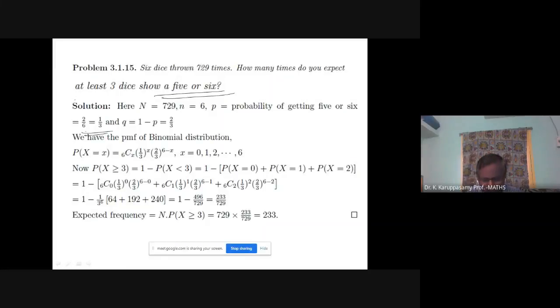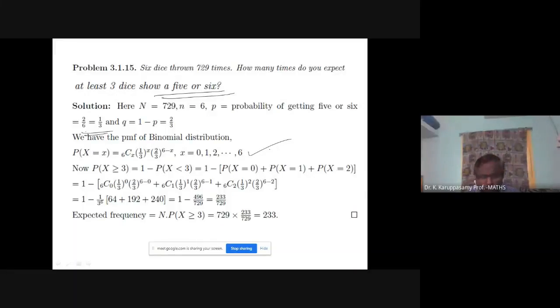First, probability mass function. It is given like this. Probability of X equal to x is NCx P power x, Q power N minus x. N value is 6 because you are throwing 6 dice, and X value is 0 to 6. Probability of success: getting 5 or 6 means success. Actually, required probability is not asked. Expected number of times, that is asked.